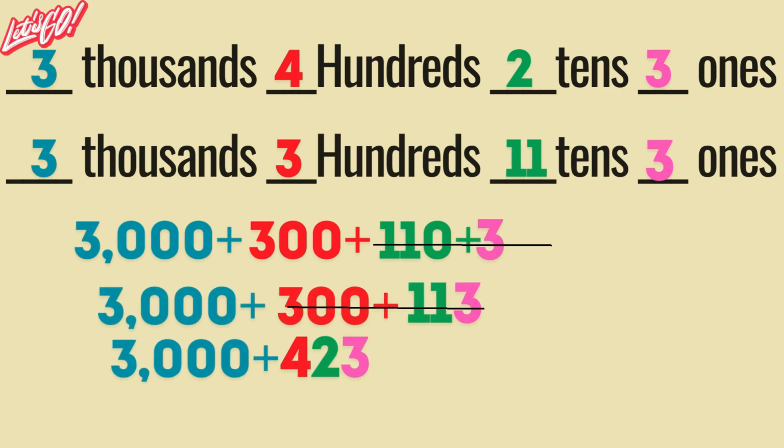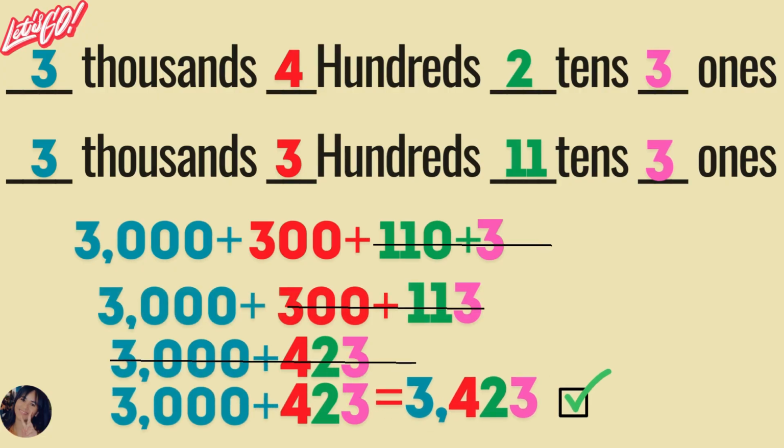Now I'm rewriting my 3,000 again because I'm very redundant. Now I'm going to crush them together. 3,000 plus 423 is going to give me 3,423. Awesome sauce. Again, I came up with the same number, but you notice that I changed a few things around in the place values. Let's see if we can do that again.